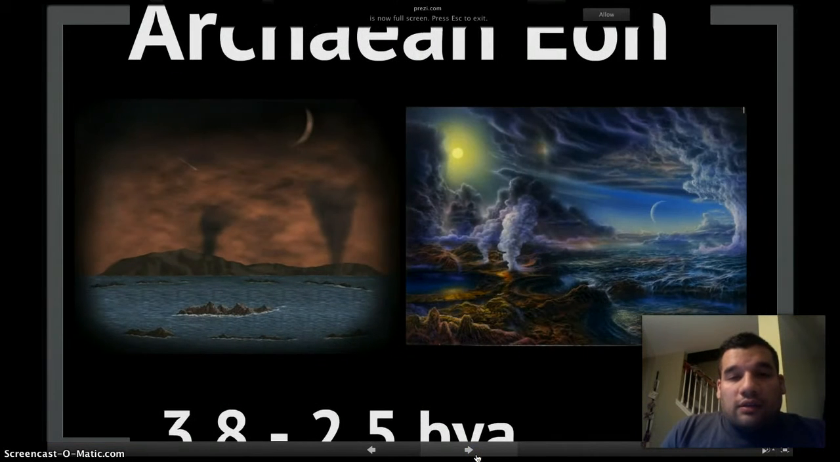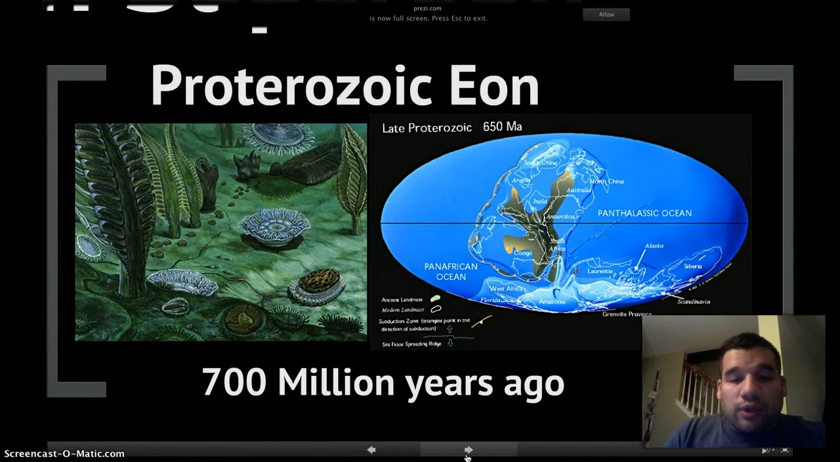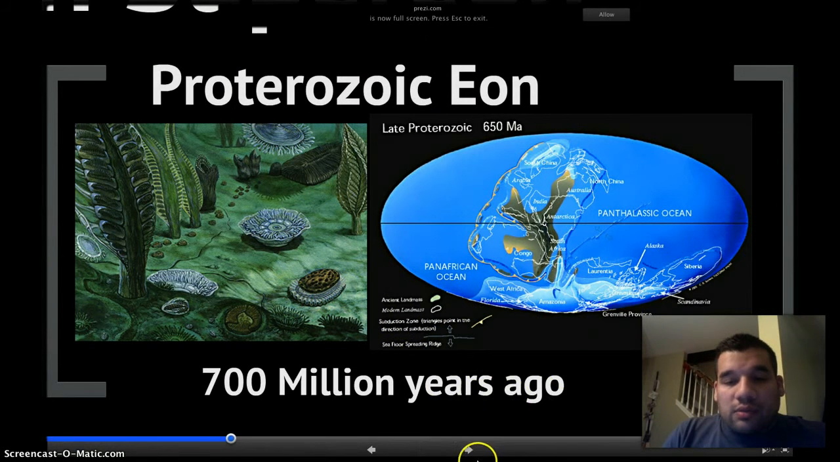And then the Archean eon is when we first start to see water forming. The water vapor that was in the atmosphere is starting to cool off and condense, starting to rain, and starting to form Earth's oceans. And that's between 3.8 to 2.5 billion years ago. And then the last one in the Precambrian super eon is the Proterozoic eon, which was around 700 million years ago. So here we start to see some of the first continents.